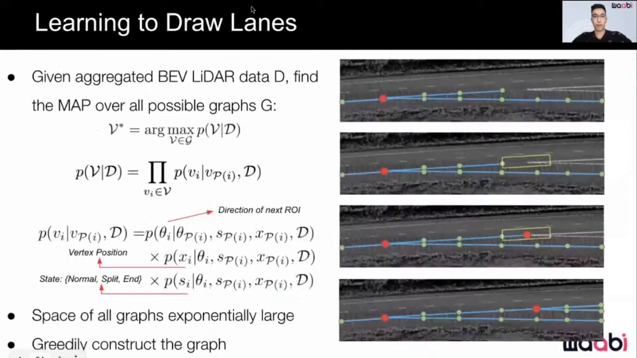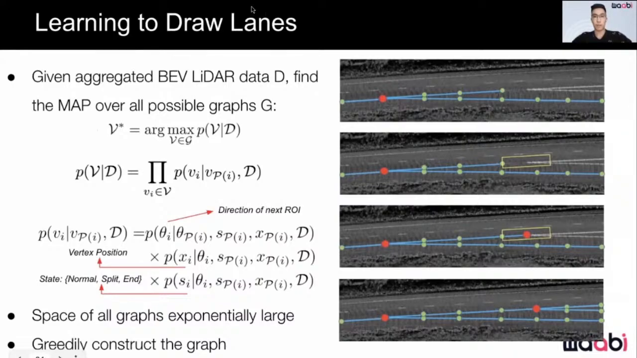Given a temporally aggregated LiDAR point cloud projected into BEV, we aim to find the maximum a posteriori of the probability over all the possible DAGs that could describe the road. The probability distribution of each DAG can be factorized as the product of the probability distribution of its vertices.